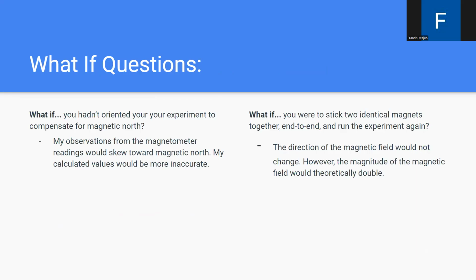What if questions? What if you hadn't oriented your experiment to compensate for magnetic north? My observations from the magnetometer readings would skew towards the magnetic north either way, but my calculated values would be more inaccurate in this case.